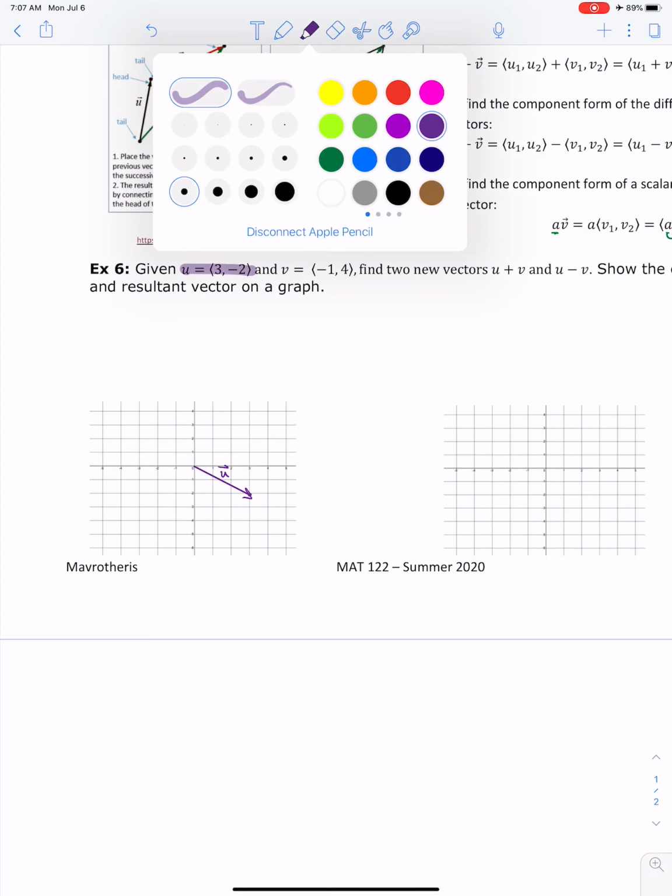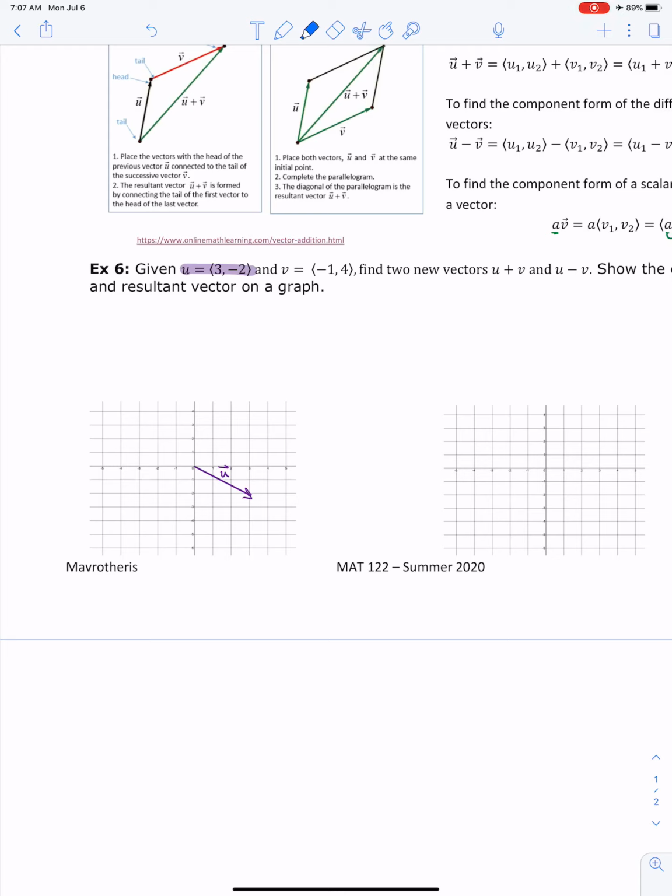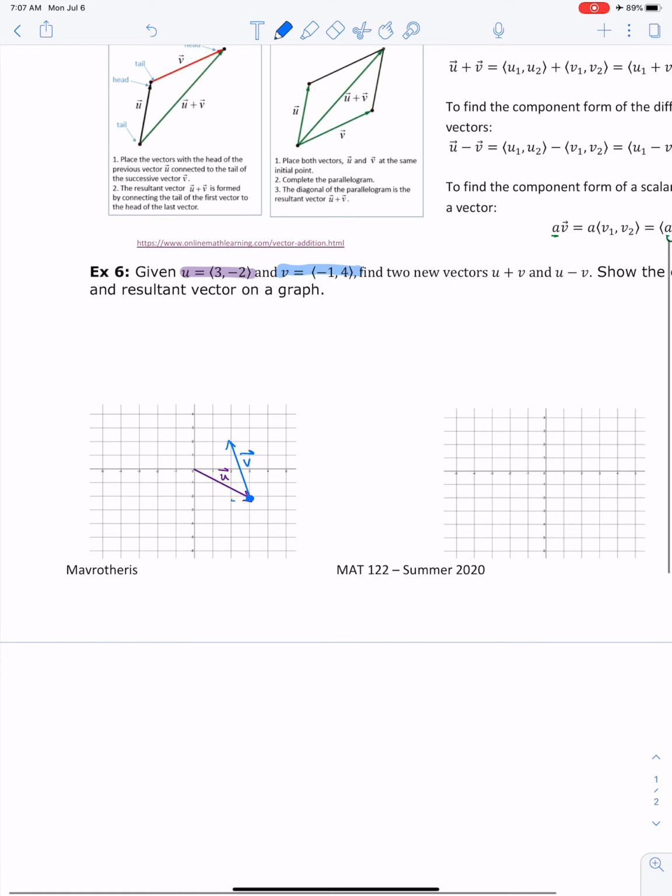And we've got vector v, negative 1, 4. I am adding these together, so I'm going to put my initial point right at the end of this. I'm going to go back 1, up 1, 2, 3, 4. And here's my vector v. Notice I'm using the head to tail method. I kind of like that a little better than parallelogram, but feel free to use whatever you would like.